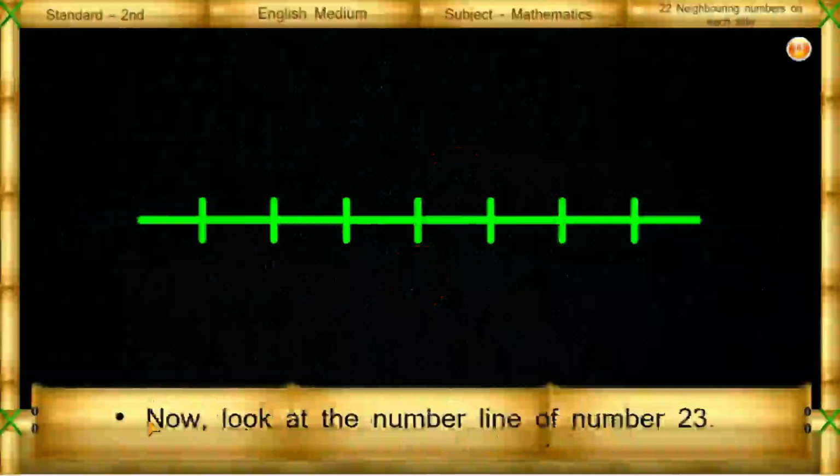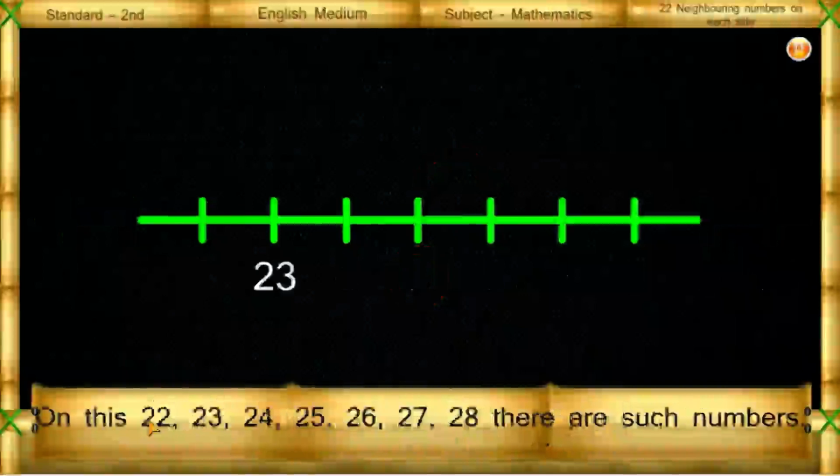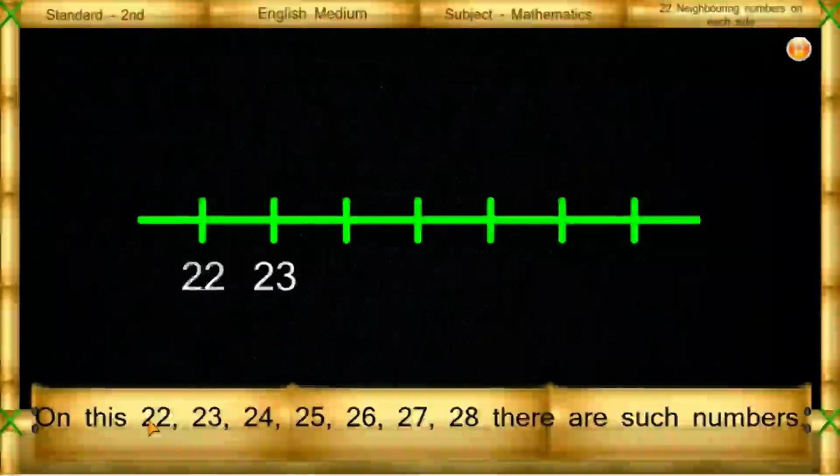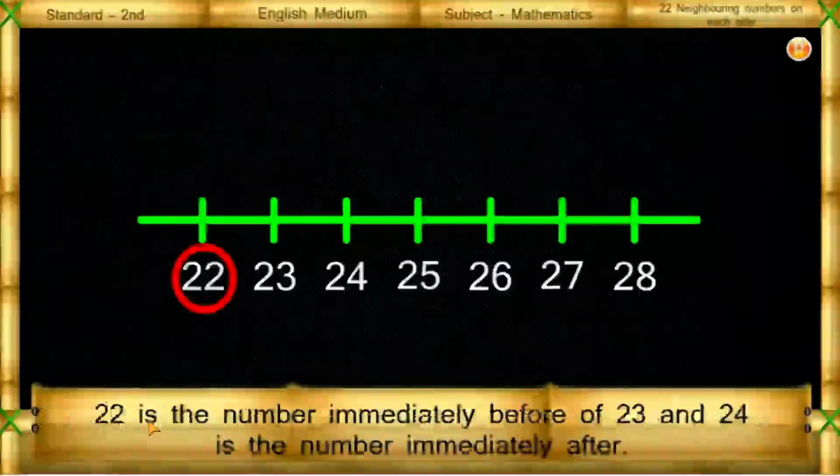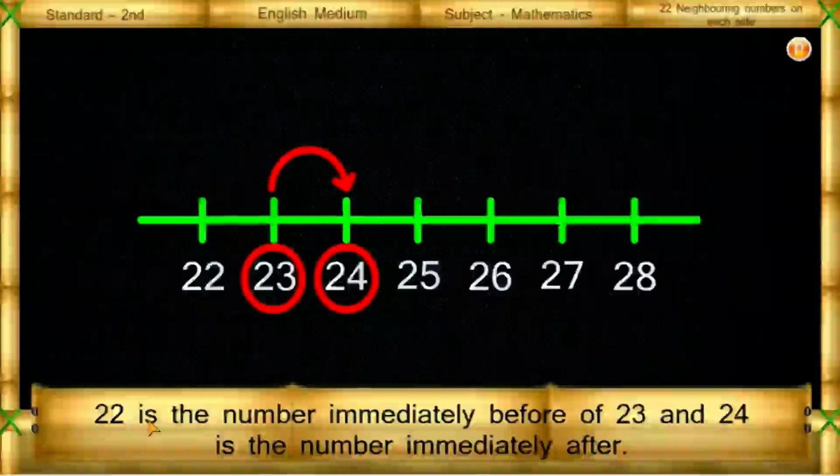Now, look at the number line of number 23. On this, 22, 23, 24, 25, 26, 27, 28, there are such numbers. 22 is the number immediately before 23 and 24 is the number immediately after.